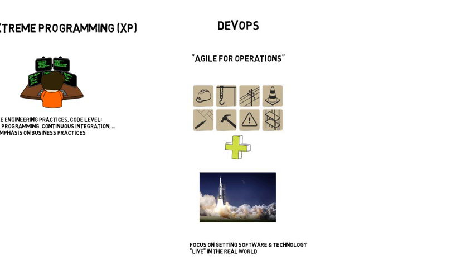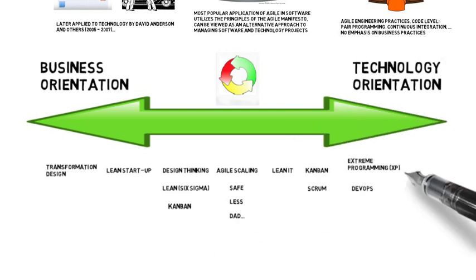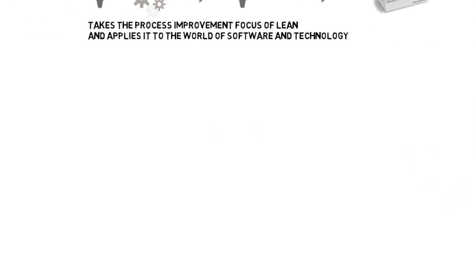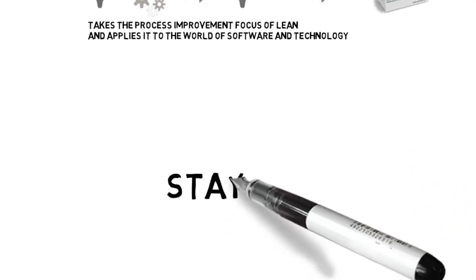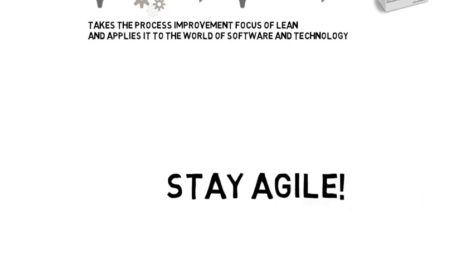So that is the spectrum of different methods. I'd like to revisit the picture here that we have of the different Agile methods, all the way from transformation design and lean startup on one end to Scrum and Kanban, extreme programming, DevOps on the other. You can see that we have a large spectrum of different methods that get used at different points along the way. Depending on whether you're business-oriented focus or technology-oriented focus, there is an Agile method for you.